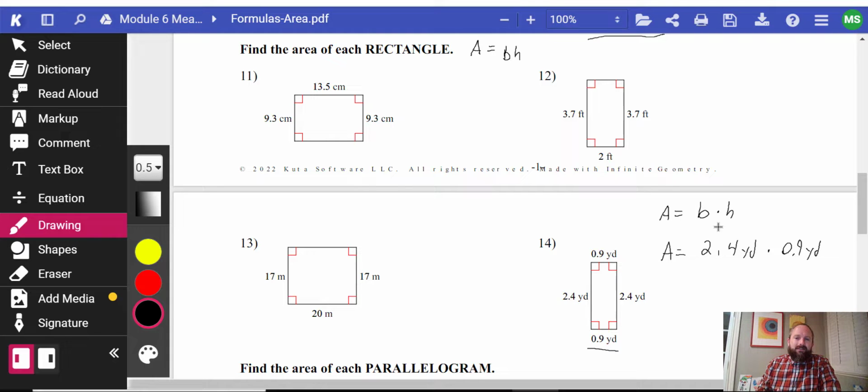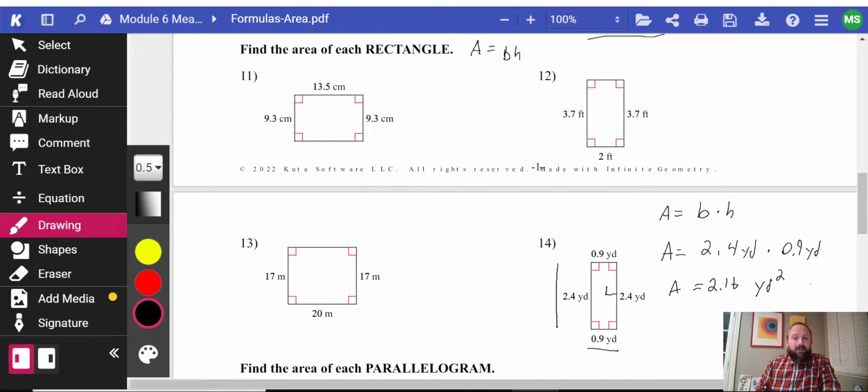Now, normally I'd be like, hey, this is the base and this is the height, but the commutative property says we can multiply it any which way, so it doesn't really matter as much. Make sure that this is the one that's going straight up to measure the height, and then just get a calculator and calculate it. All right, so 2.4 times 0.9 is going to give us 2.16. And yards times yards is yards squared, or 2.16 square yards.